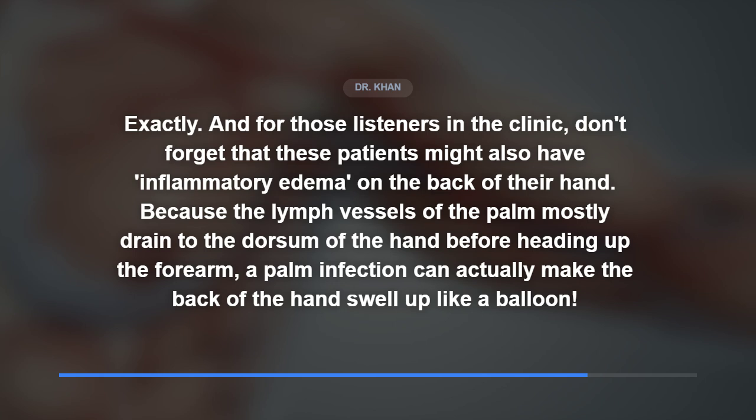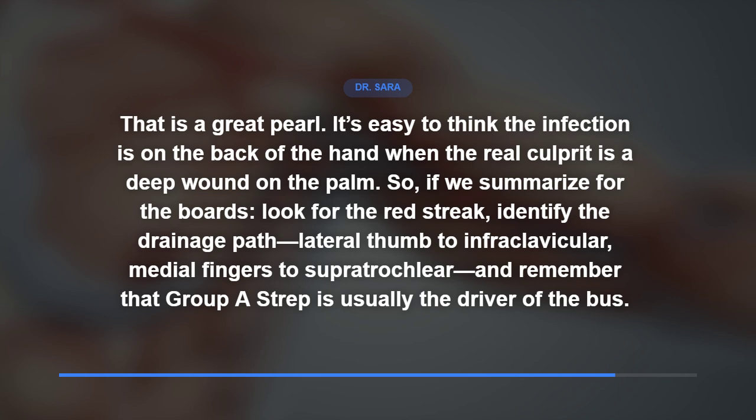Exactly. And for those listeners in the clinic, don't forget that these patients might also have inflammatory edema on the back of their hand. Because the lymph vessels of the palm mostly drain to the dorsum of the hand before heading up the forearm, a palm infection can actually make the back of the hand swell up like a balloon. That is a great pearl. It's easy to think the infection is on the back of the hand when the real culprit is a deep wound on the palm.